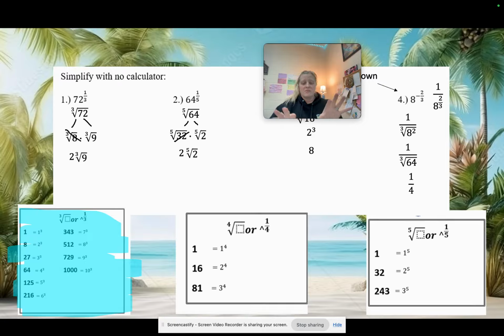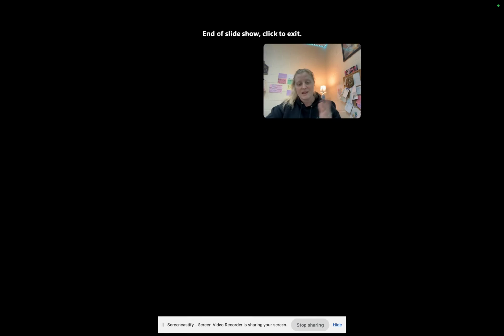So that's why I make this chart for my students. When you're dealing with a certain type of root, you want to look for the special numbers in that world, not mix them up with your perfect squares, which is what we're used to seeing. And that's about it.